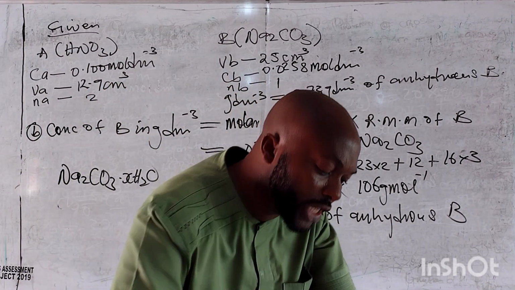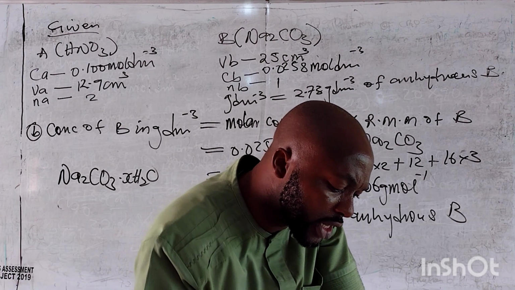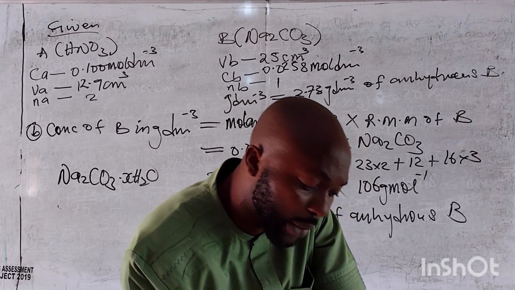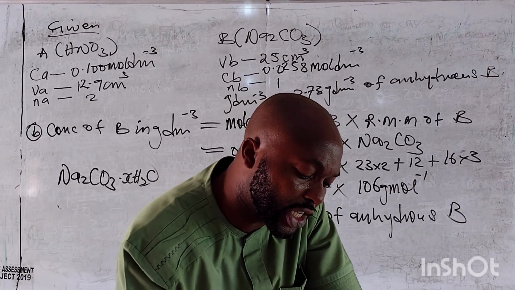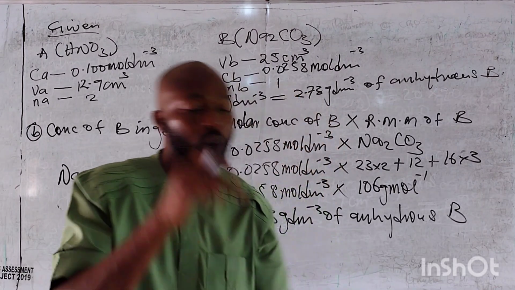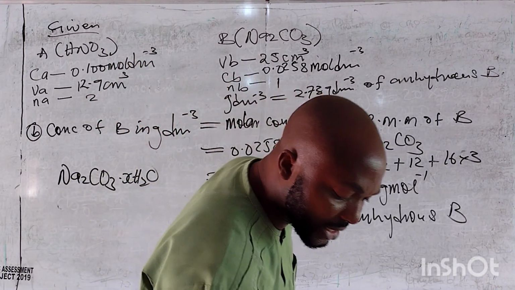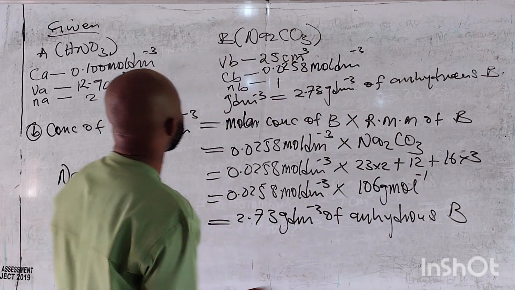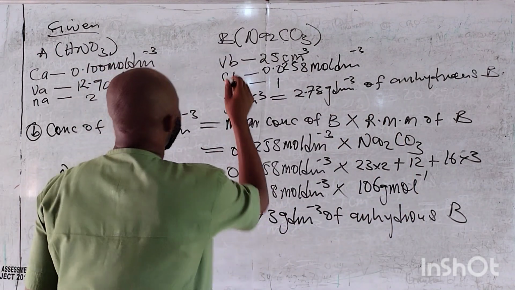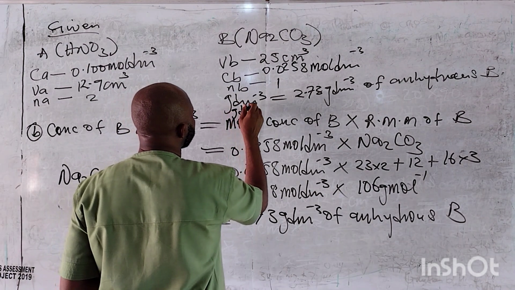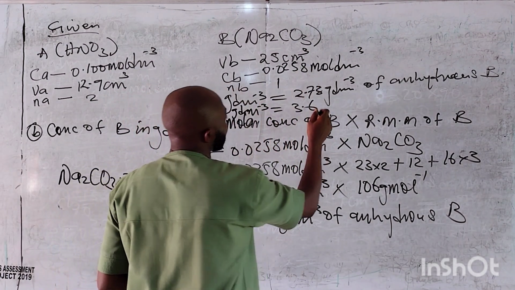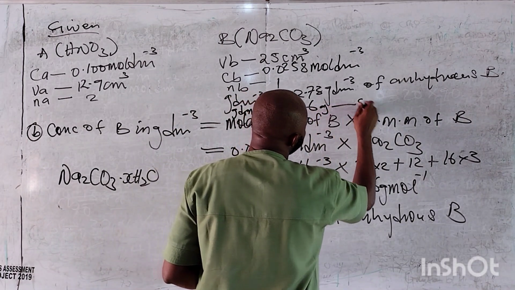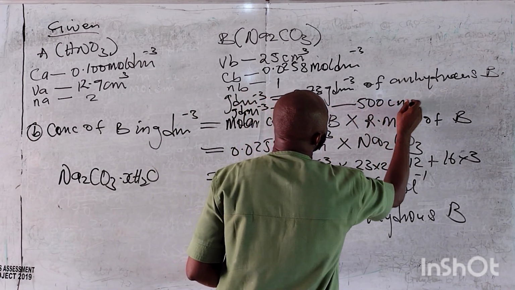Now they say it contains 3.60 gram of the hydrated sodium trioxocarbonate IV salt in 500 cm cube of solution. We should calculate the percentage of water of crystallization of the hydrated salt. Now, 3.6 gram in 500 cm cube. So now the g/dm cube of hydrated, which is mass concentration, 3.6 gram in 500 cm cube.